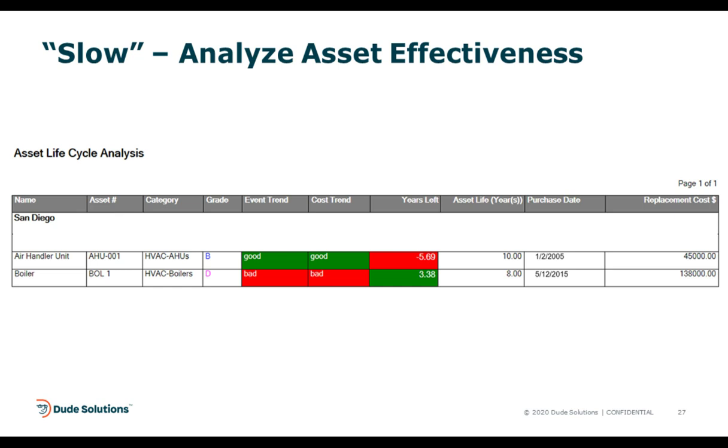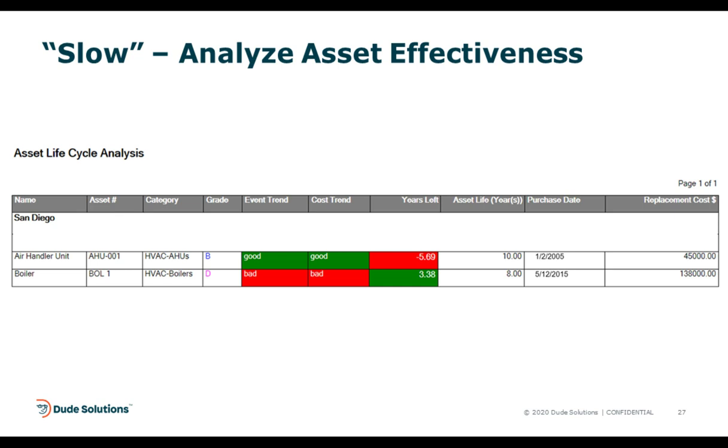If you look at the following columns, the third column there says years left. This air handler unit's an older asset. It's been around for a while. It's 5 years past how long we thought this asset was going to live. So it's just kind of an older asset, but it's doing very well. That's why it's in green with the event trend and the cost trend. The boiler unit, which has got a grade of a D, is a newer asset.